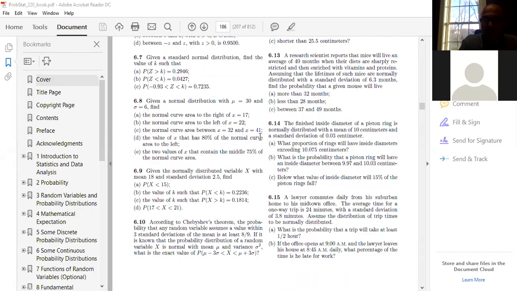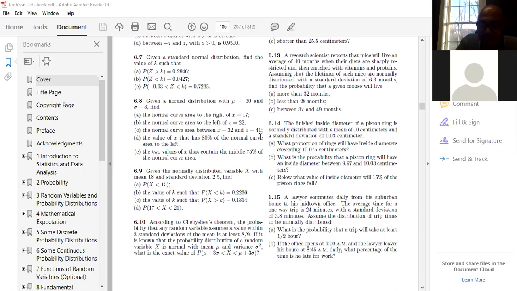15 is here. A lawyer commutes daily from his suburban home to his midtown office. The average time for a one-way trip is 24 minutes, home to office, with a standard deviation. Right, average time is 24 minutes, nu equal to 24, standard deviation is 3.8 minutes. Assume the trip time is normally distributed. What is the probability that a trip will take at least half an hour?